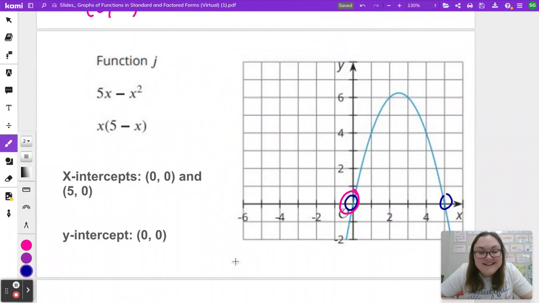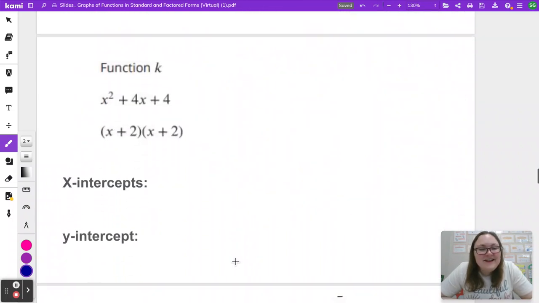We've got another one like this to try. So again, here is standard form and factored form. Pause the video. Please, please pause it. Practice is important. And see if you can predict the x-intercepts and the y-intercept. So just like before, I'm going to show the answer and then we can talk about where it came from.